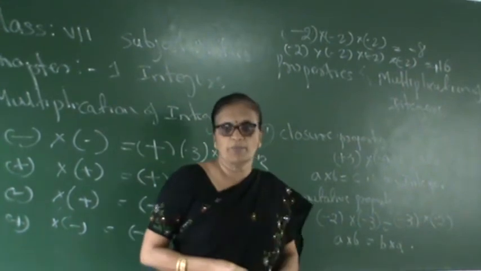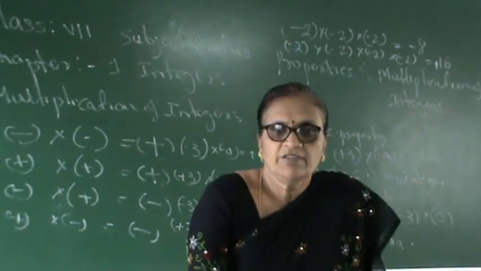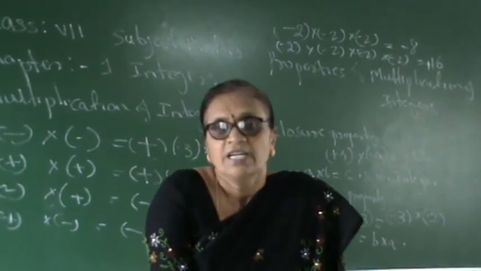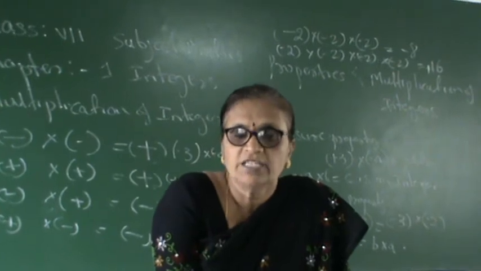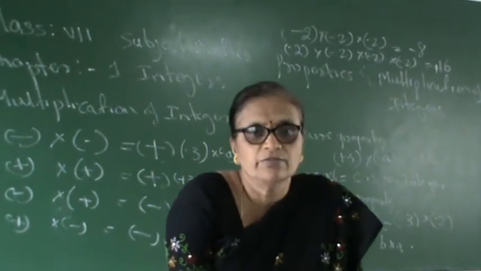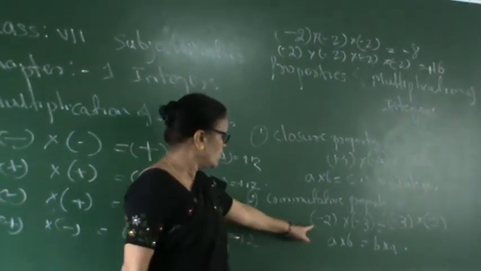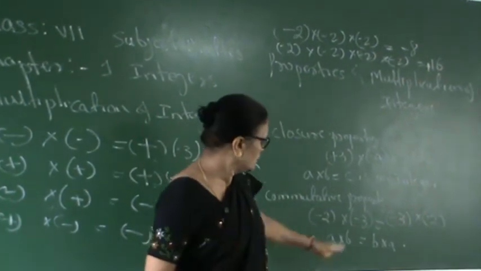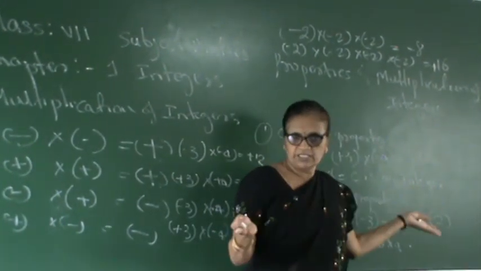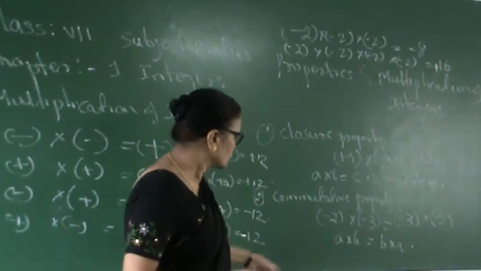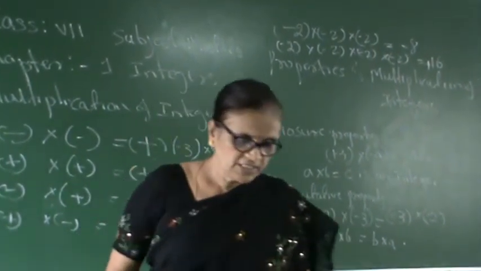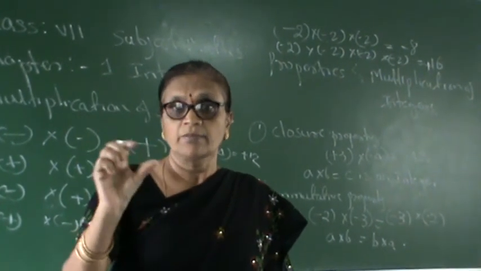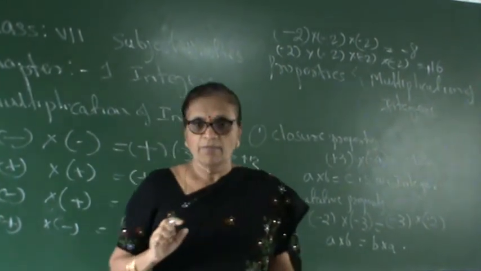Second is the commutative property of multiplication. If you change the order of any two integers and multiply in any order, you will get the same product; it is not going to change. This you learned in third class also, fourth also. Suppose minus 2 into minus 3 is plus 6. Then you can change the order: minus 3 into minus 2 is plus 6. Same answer. That means a into b is equal to b into a.